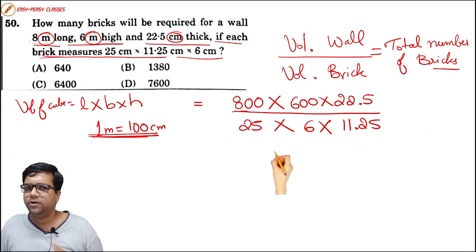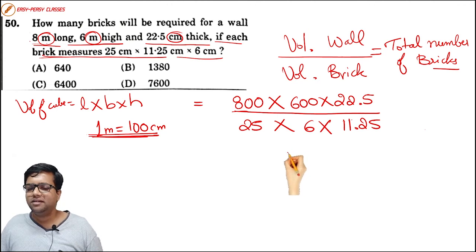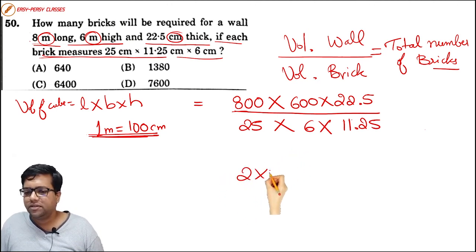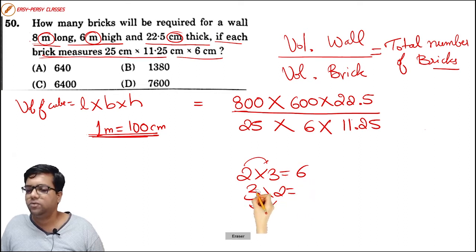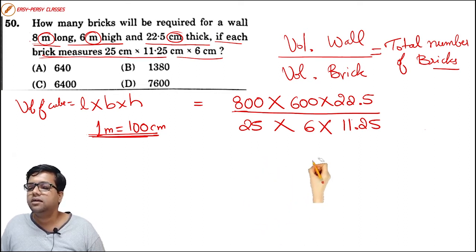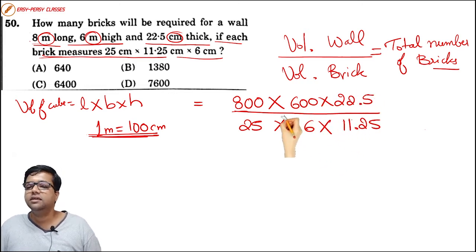Do I have to explain that as well? See, 2 into 3, what is the value? 6. 3 into 2, what is the value? 6. I just interchange the value here. Did the answer change? No. That is what I did there as well. I just interchange these two values so that I can calculate it easily.